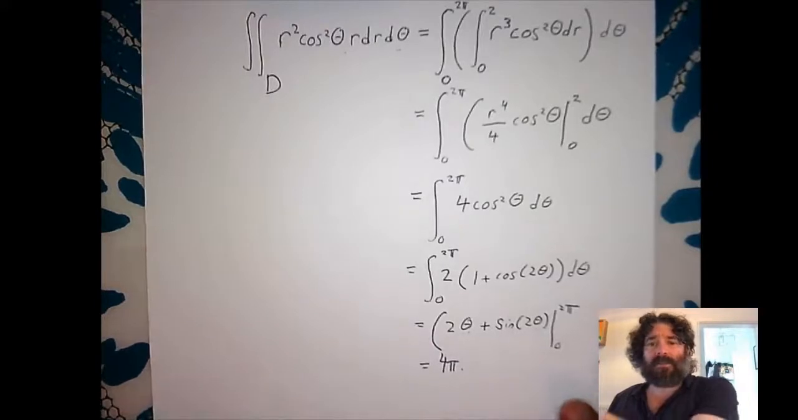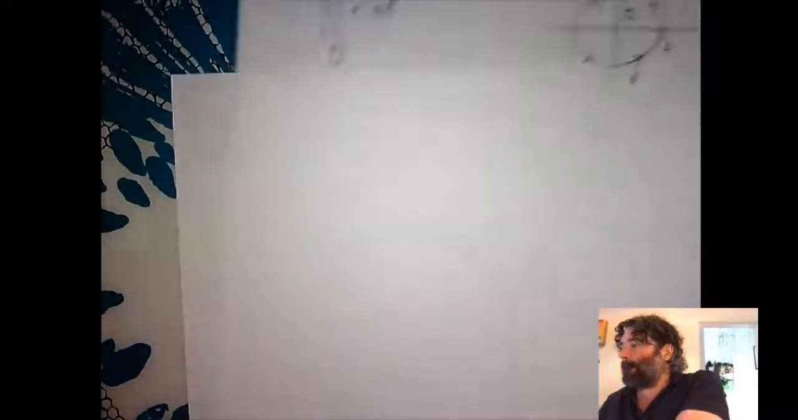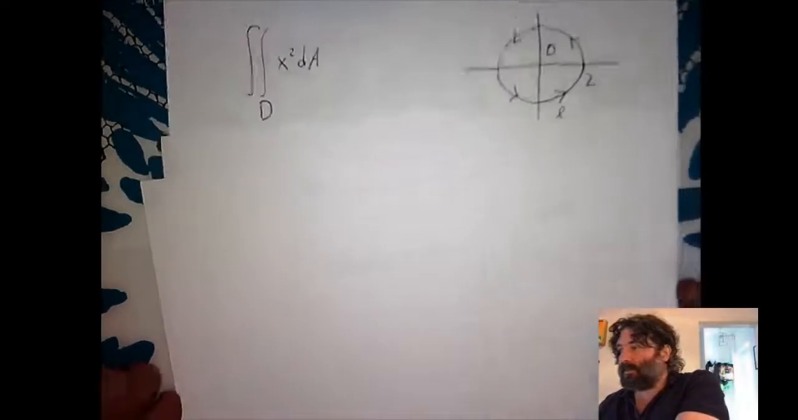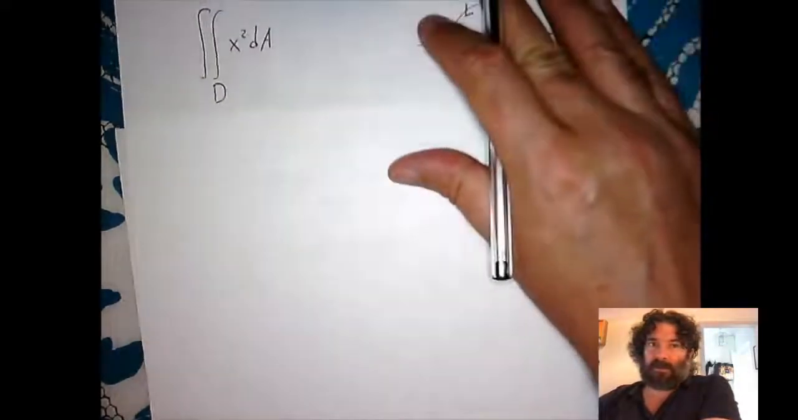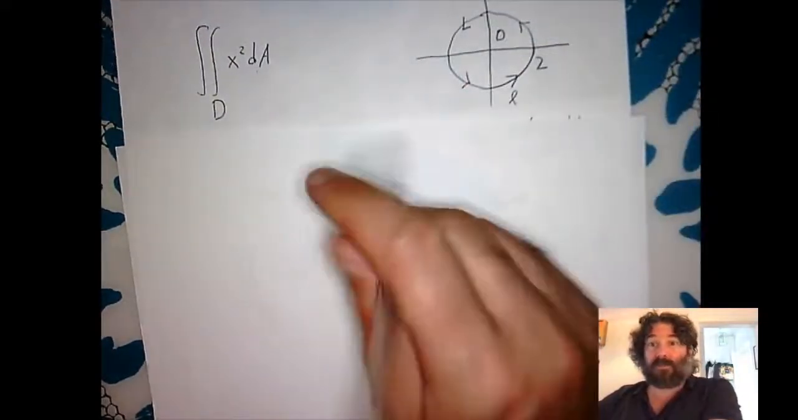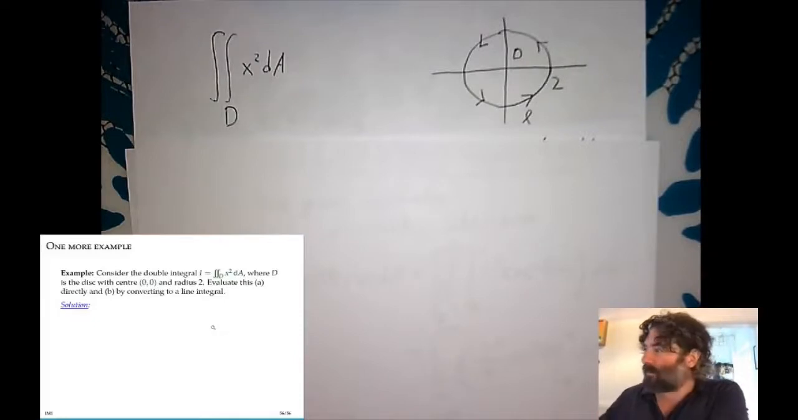All right, that is directly computing the double integral. Now let's compute it by converting it to a line integral and then computing that line integral. So let's start again from the top. This is the situation, the diagram of D. And so what we want is to use Green's theorem. Let me remind you what Green's theorem says.